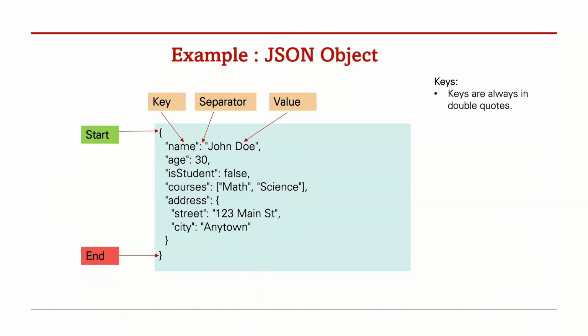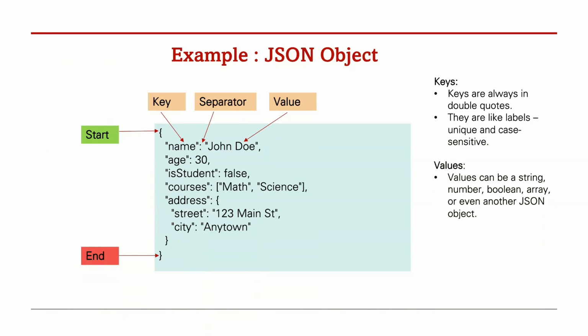Keys are always in double quotes. They are like labels, unique and case-sensitive. Values can be a string, number, boolean, array, or even another JSON object. If the value is a string, it's enclosed in double quotes.